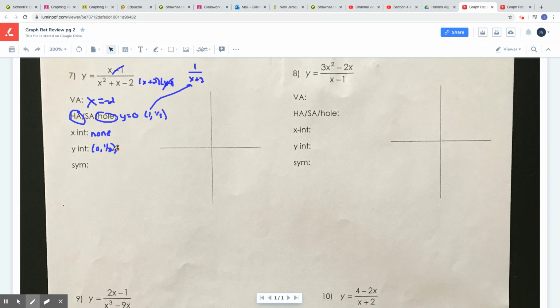So what we're going to do is graph this like we normally would. Don't worry about this hole until the end. Let's graph our vertical asymptote, which is at x equals negative 2. And let's graph a horizontal asymptote at y equals 0. We have a point at 0, comma 1/2.